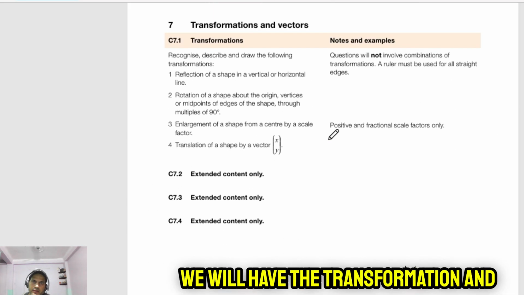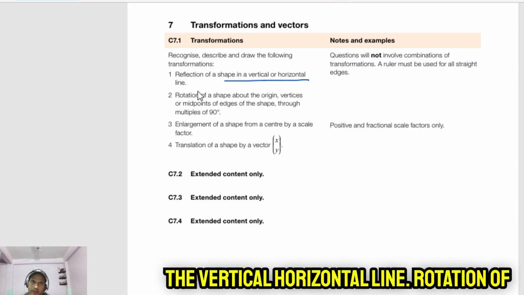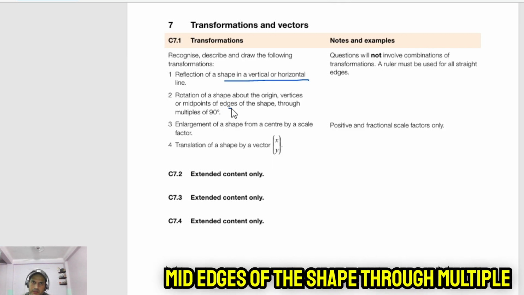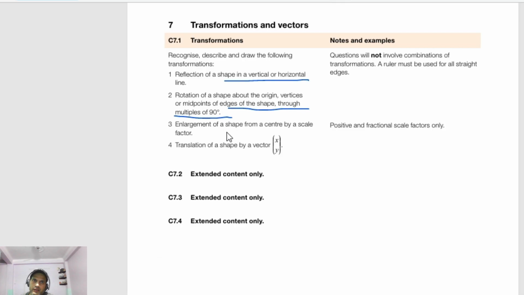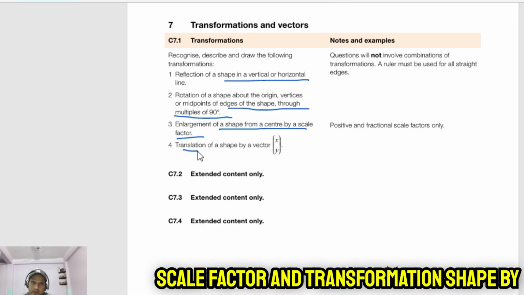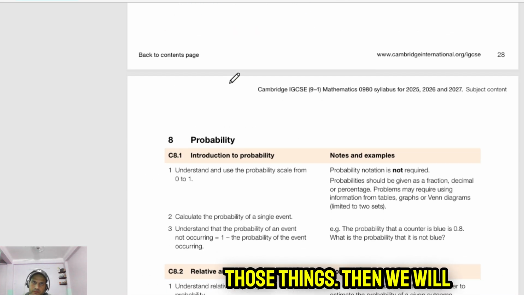Then we will have transformations and vectors, like reflection of a shape in a vertical or horizontal line, rotation of a shape about a point, enlargement of a shape from a center by a scale factor, and translation of a shape by a vector like (x, y). We will discuss all those things.